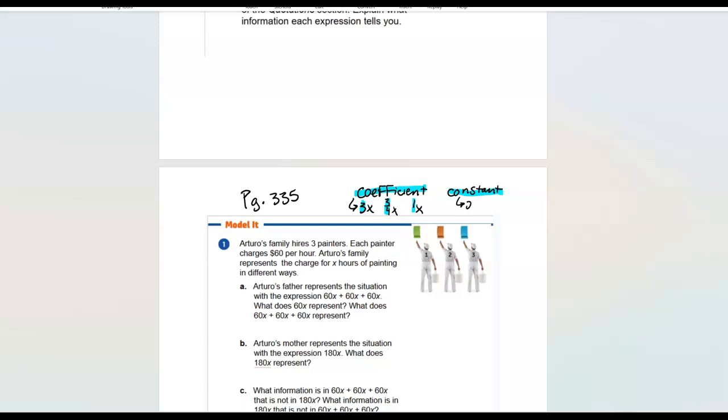So in the expression 2x plus 5, the constant is 5, the number that's not attached to a variable. Or 4x minus 8, the constant is negative 8, the number that is not attached to the variable. All right, so let's get started.